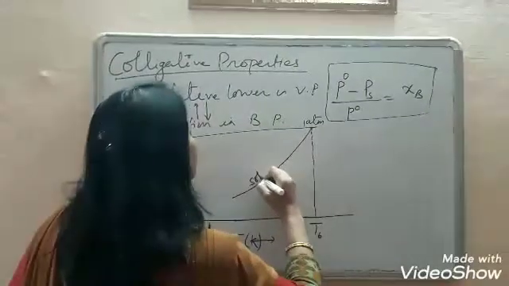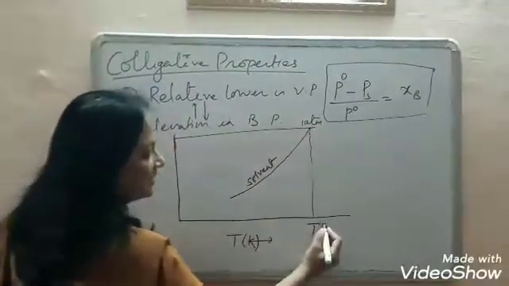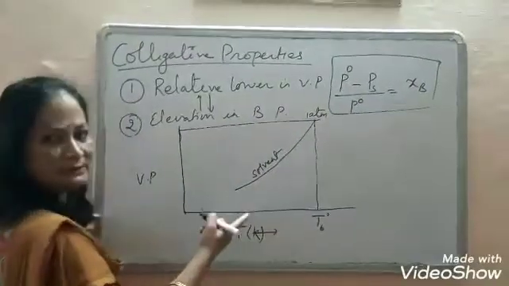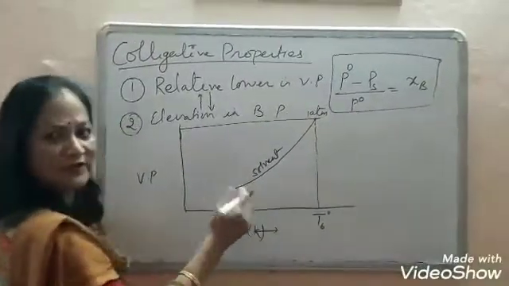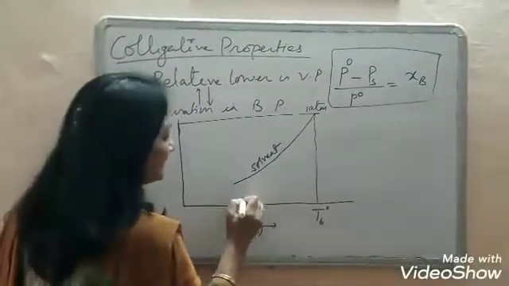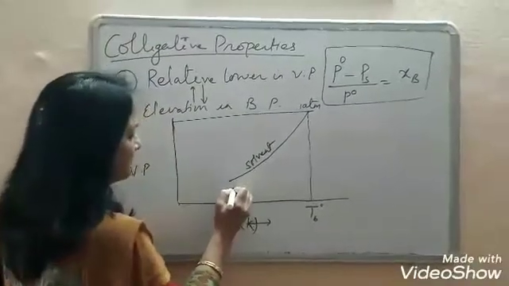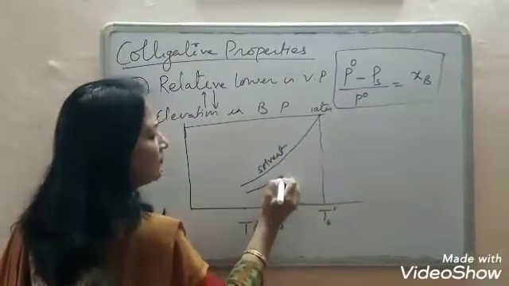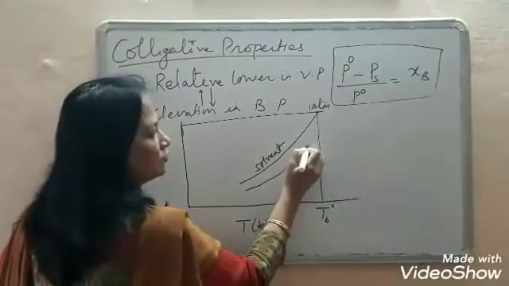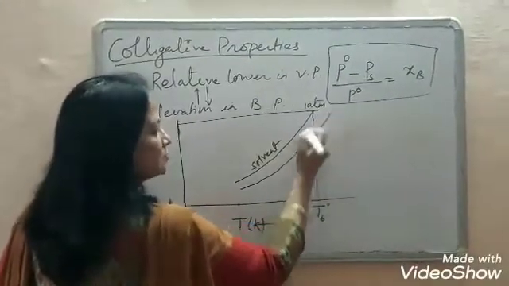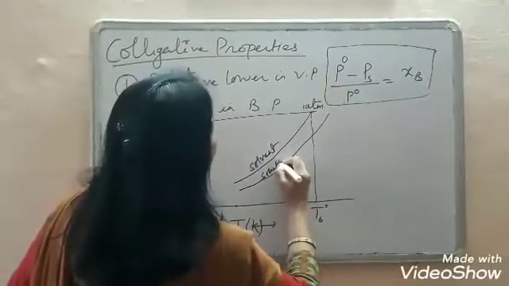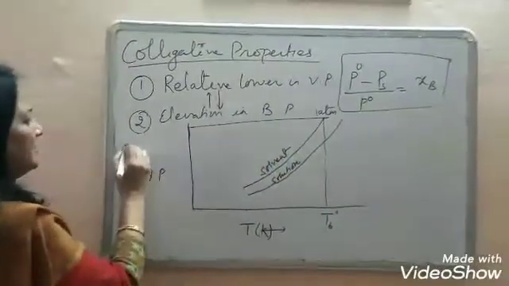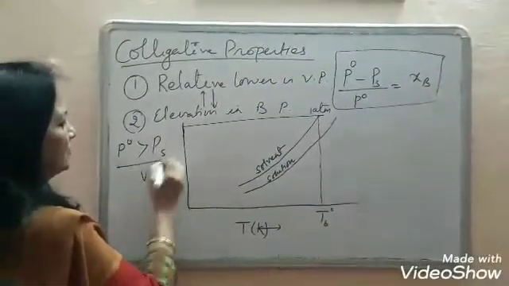If this is the graph for the solvent, that would be Tb naught. Now, if we dissolve salt in that solvent, it will no more be a solvent, it will become a solution, and of course at the same temperature its vapor pressure will be lower. So definitely the curve of the solution will always be lower than that of the solvent. So this is the curve for the solution. You need not mug up that the solution curve is lying below the solvent curve. You know that P naught is greater than Ps. So this is the depiction.